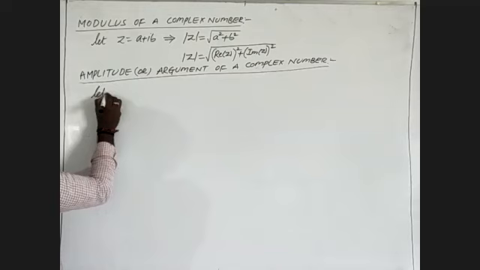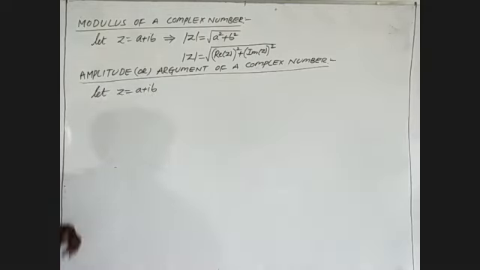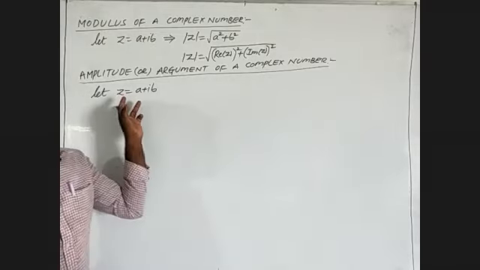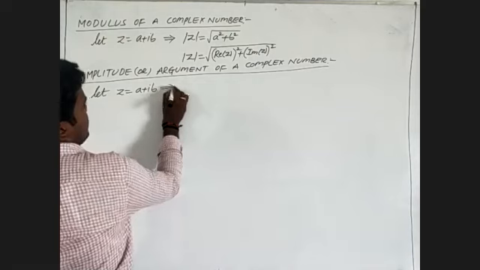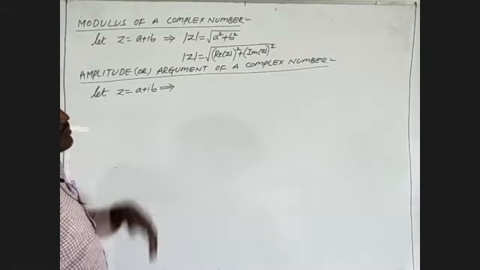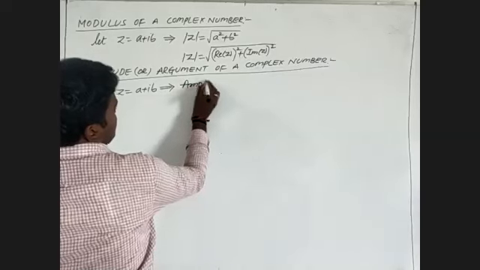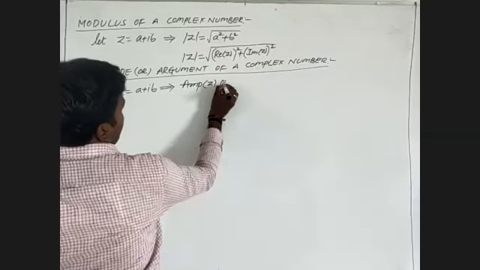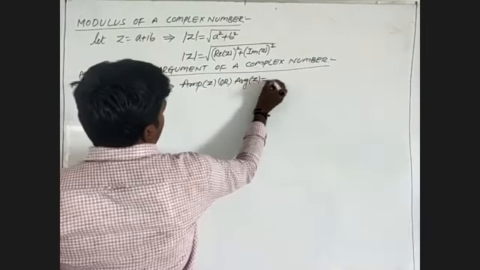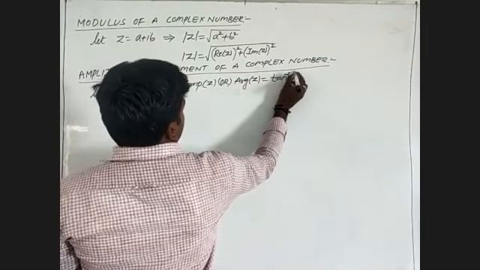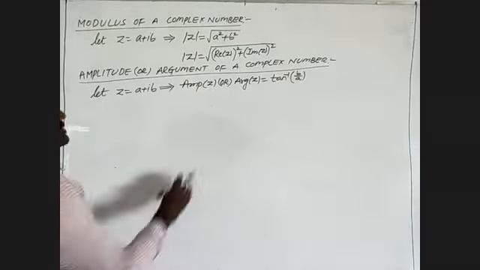Let z is equal to a plus ib is any complex number. Then the amplitude or argument of a complex number, which can be denoted by amplitude of z or argument of z, is given by tan inverse b by a. This is the given formula. I will write this one.